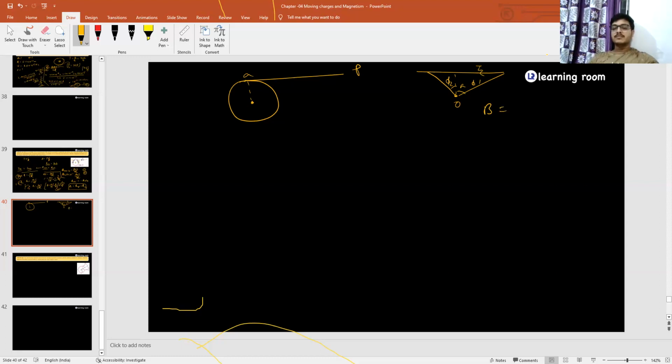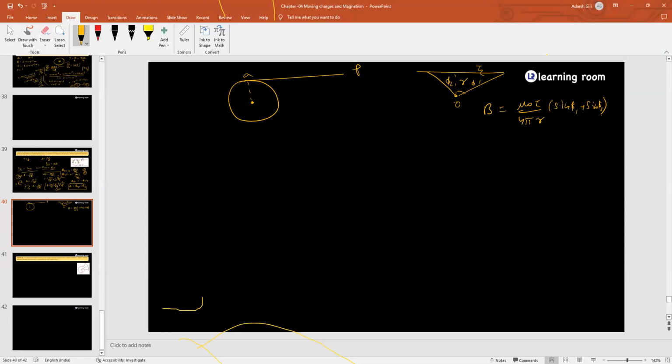You remember this? Mu naught I upon 4 pi r. Let us say that this is not A, this is r, into sine of phi 1 plus sine of phi 2. Remember this? Do you know this formula? Yes or no? Yes, sir. Right?